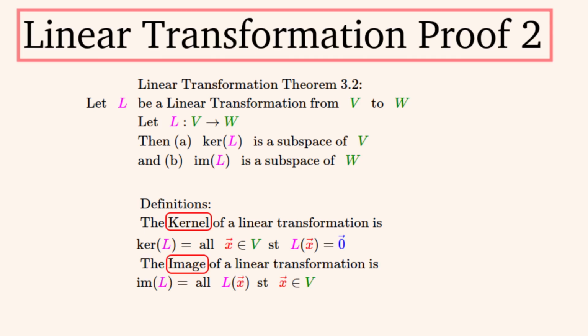And this is what the image is. It's the set of all vectors that the linear transformation maps all of the vectors in the domain onto. It's all of the possible output vectors that this function can produce. It's also known as the range or the column space.